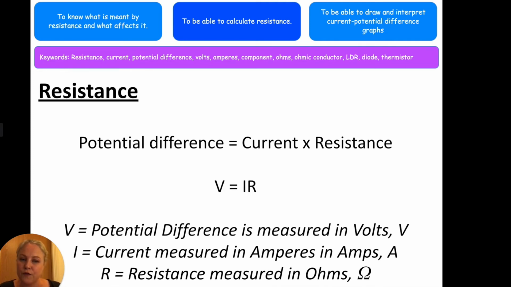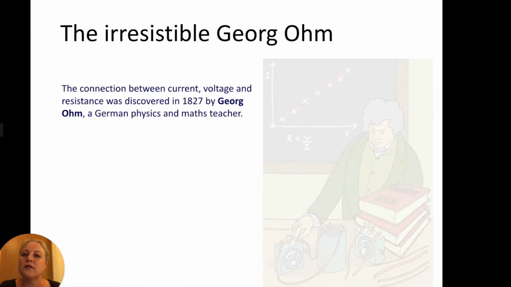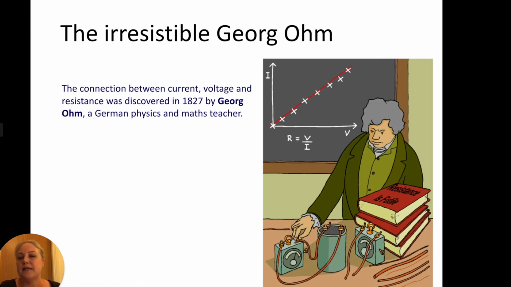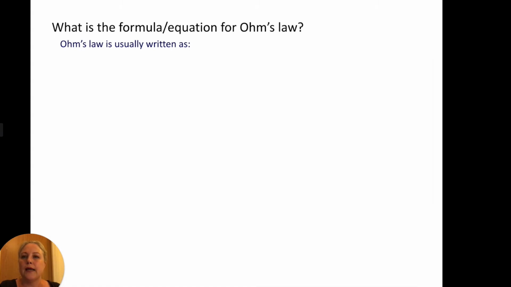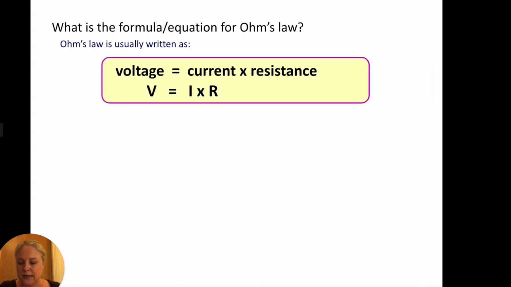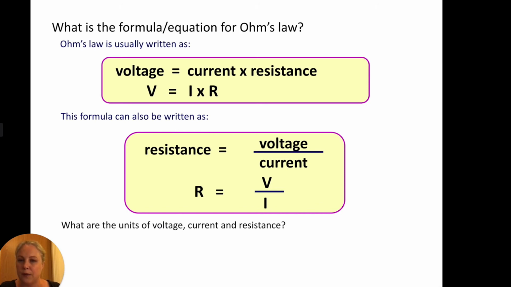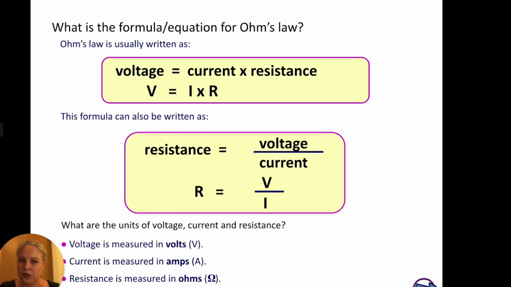It's got this funny little symbol here, and that's because it's named after a scientist called George Ohm, and he created Ohm's law, which is this equation: resistance is equal to potential difference divided by current. It's a very important discovery. We'll talk a little bit more about what Ohm's law means. Ohm's law is usually written this way round, but it can also be written in any of these formats, because you can rearrange the equation.